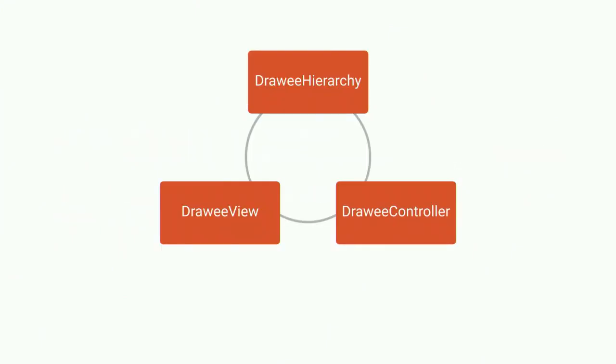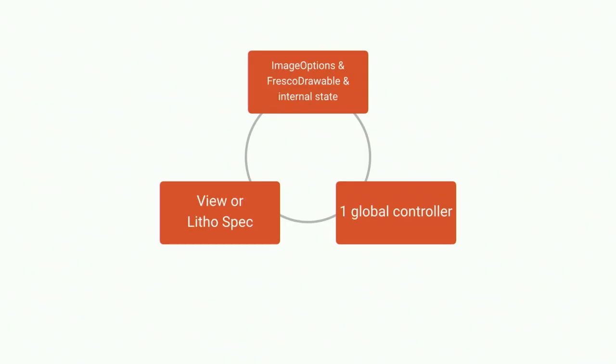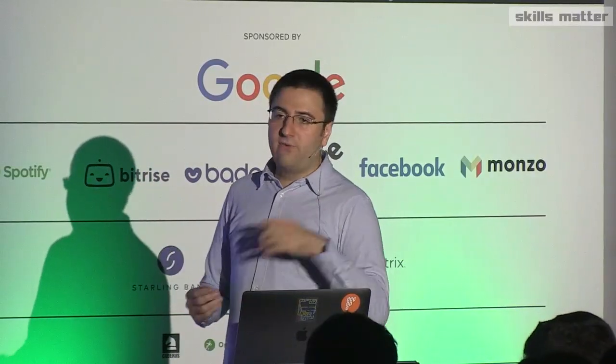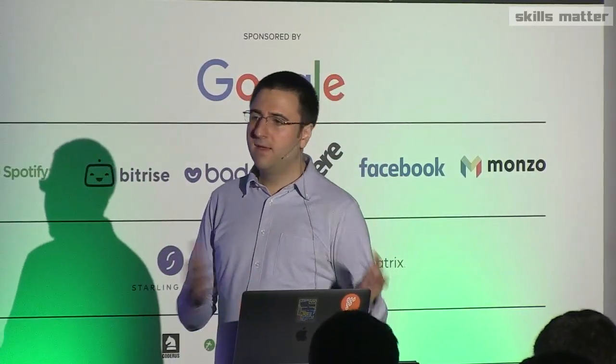So to recap, our old components used to have those three blocks, and now we have something that we slightly modified. We still reuse lots of the building blocks that the Droid version had, but now we only need to have a view instead of a Droid view, or a Litho spec if you're using Litho. Instead of having one controller and one controller builder per image, we just have one global controller, which you can also customize, that orchestrates the whole image loading process.